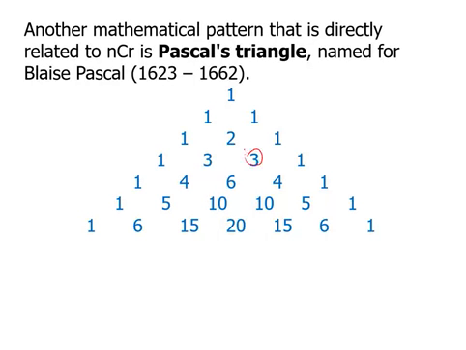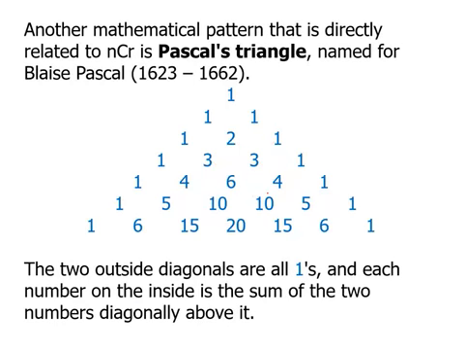For example, 3 is 2 plus 1. 6 is 3 plus 3. 4 is 3 plus 1. 10 is 6 plus 4, etc. Once you have any row across, it's very easy to find all the rows underneath it. So the two outside diagonals are always the ones, and again, all the inside numbers are the sum of the two numbers diagonally above it.